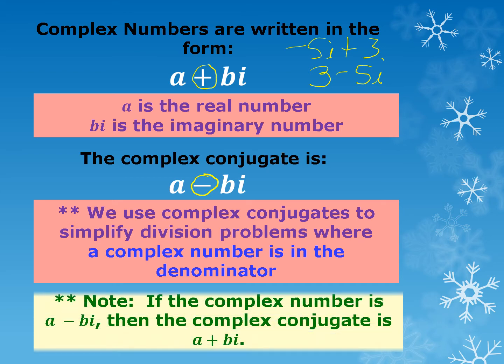Now, you may be wondering, what if my complex number is a minus bi? Easy enough. Your complex conjugate would then just be a plus bi. So if your complex number is a minus bi, then your complex conjugate is a plus bi. All you do is simply change the sign in between the a and the bi.